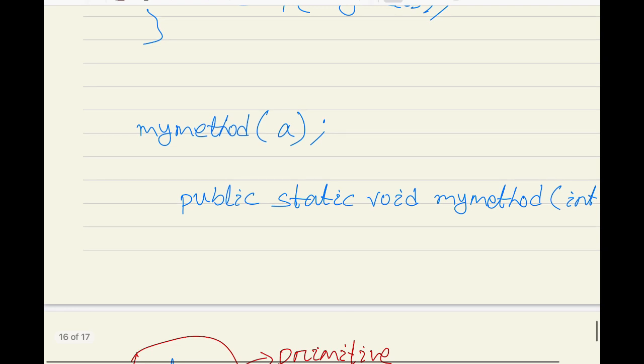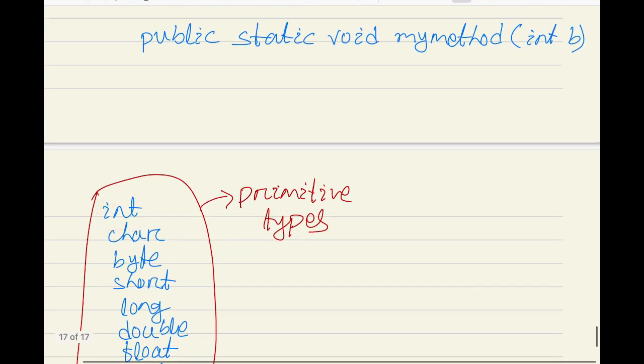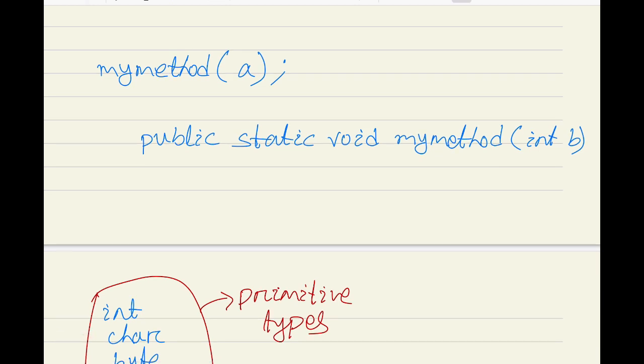So when the argument is a primitive type, here a is the argument. What is the type of a? Here it is int, because we can see myMethod is receiving one integer. So int is a primitive type. When the argument is a primitive type, the called method receives a copy of the primitive value. In this example b is a copy of a, and the called method works exclusively with the copy.